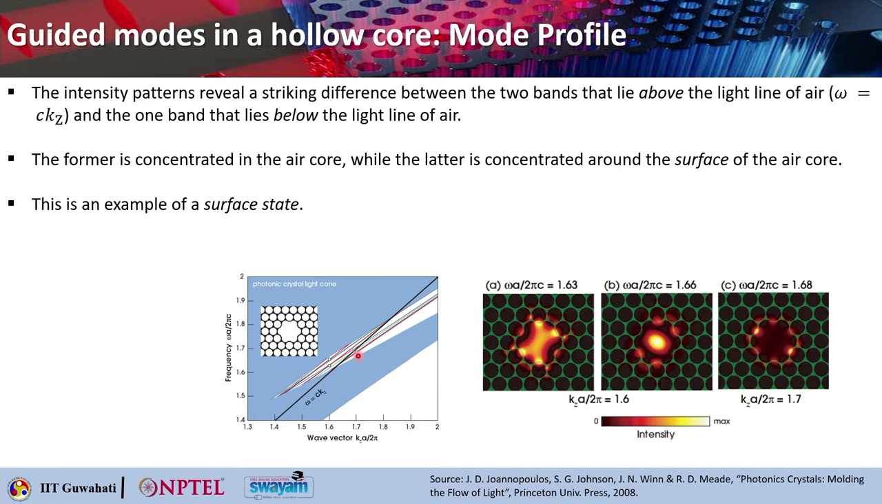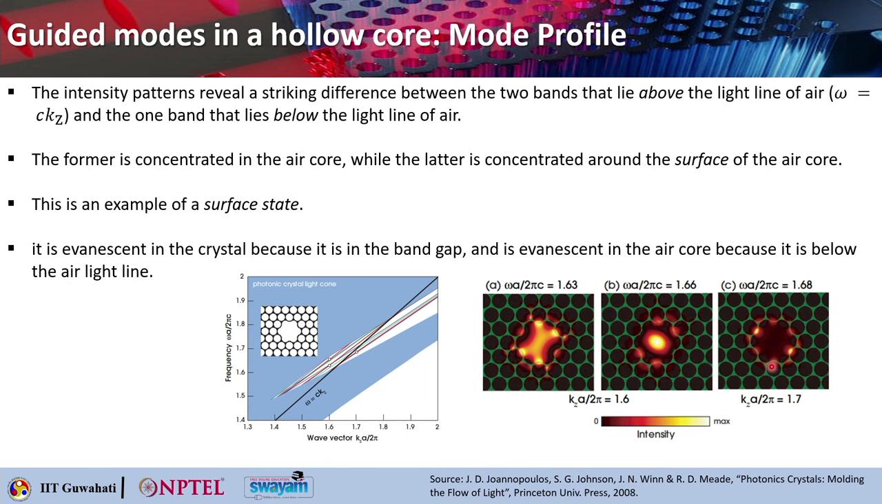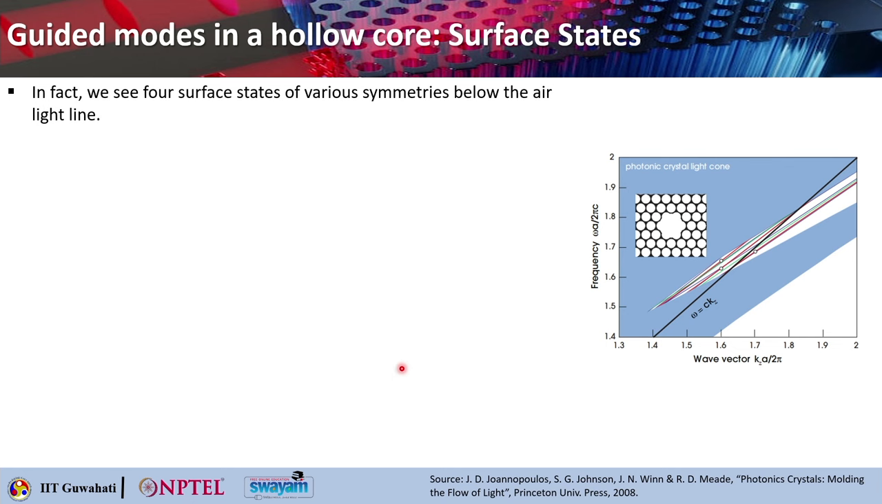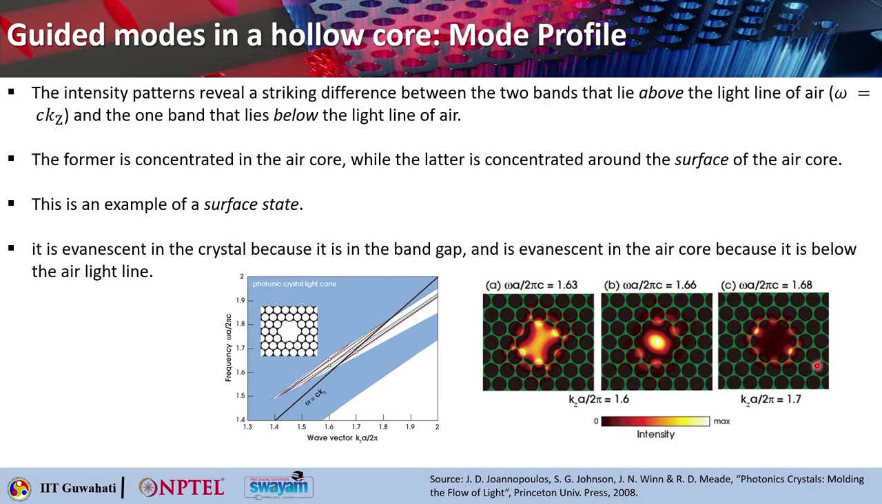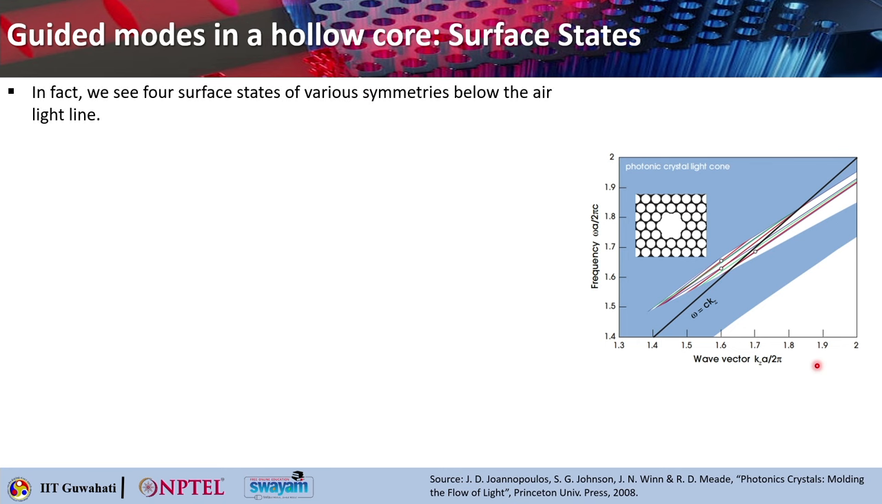They appear below the light line, and it is evanescent in the crystal because it is within the band gap, and it is also evanescent in the air core because it lies below the light line. If it was above the light line, it would have been a propagating or supported mode. If you look carefully, we can figure out that there are four surface states of various symmetries below the light line. So from this you can think of four different symmetric positions of the surface state.